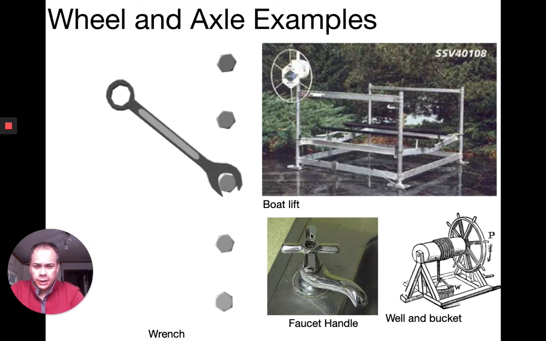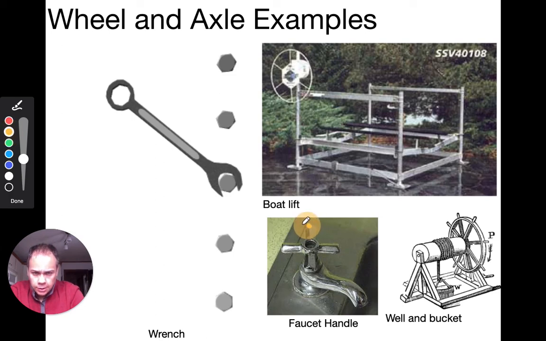Another example, the faucet handle. This is a wheel, and here's the axle. So even though it's not actually shaped like a circle, like a wheel, it really is a wheel and axle. By turning that knob, using this portion here, you're exerting a greater force on the axle, and you can unscrew that with relative ease.